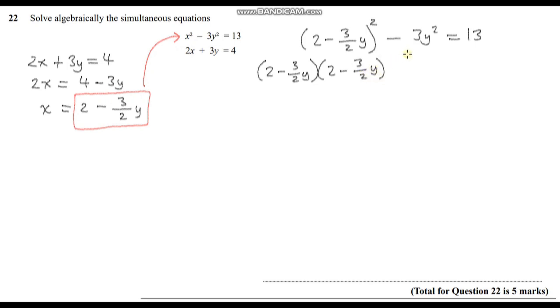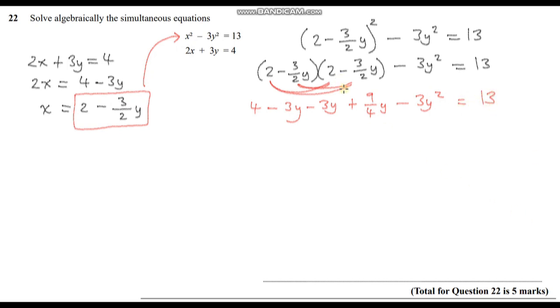I think it makes it a bit easier to understand if I write it out in full. I'm just copying everything else out. So now let's FOIL everything out. 2 times 2 is 4. 2 times negative 3 over 2y, well, that's negative 3y. Now if we do negative 3 over 2y times 2, well, that's another minus 3y. And finally, negative 3 over 2y times negative 3 over 2y, well, that's positive 9 over 4y. And then we've got minus 3y squared equals 13.